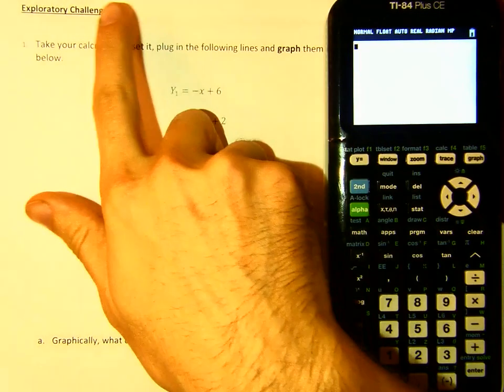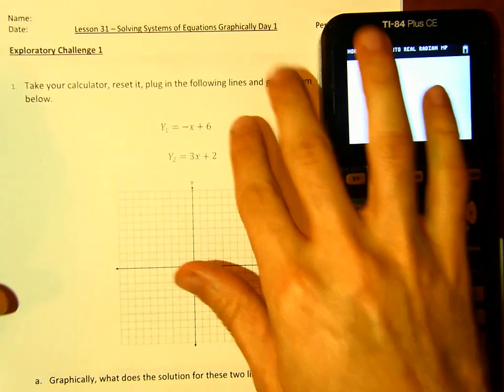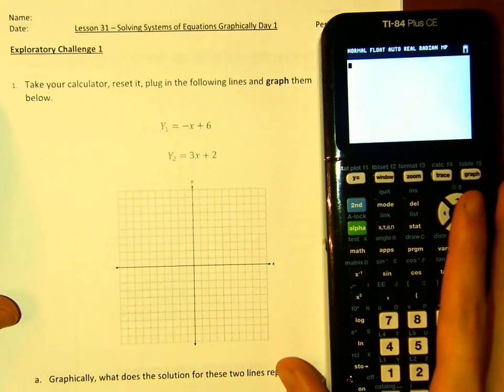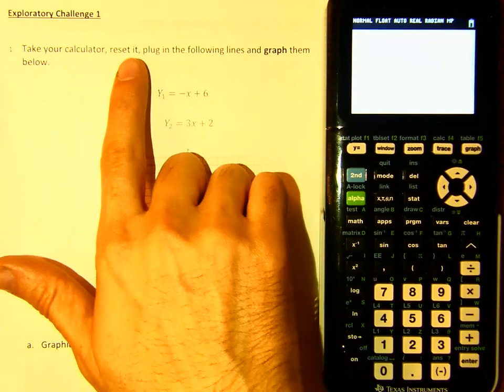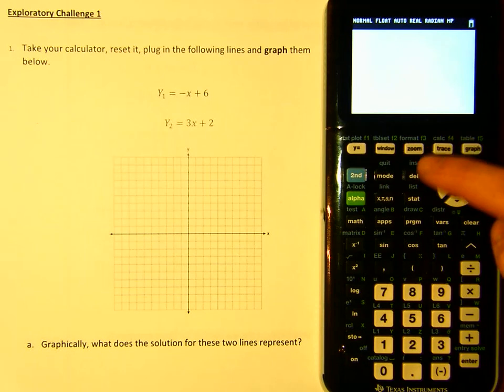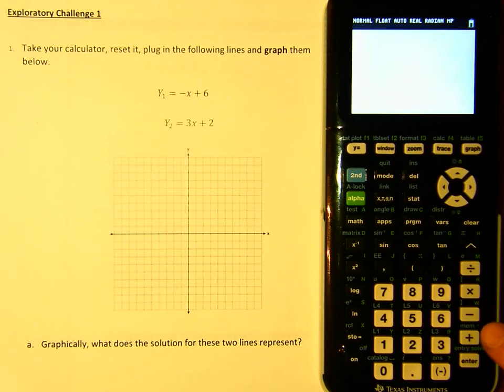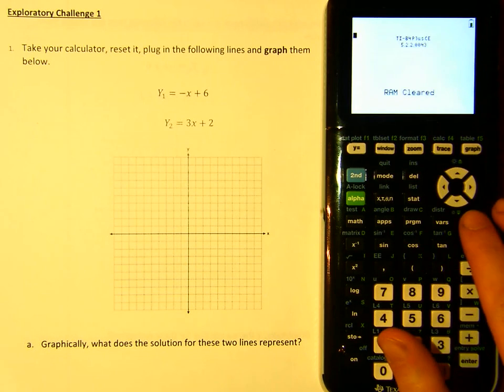So today we'll be at lesson 31, solving systems of equations graphically. This is day one of a two-part series. Let's look at the first part. Make sure you have your calculator and it says to reset it. So how do you reset the calculator? If you forgot, remember it goes second plus 712. Bam. And the calculator's reset.